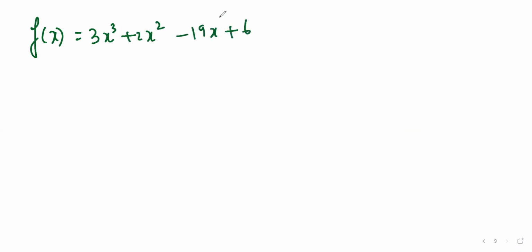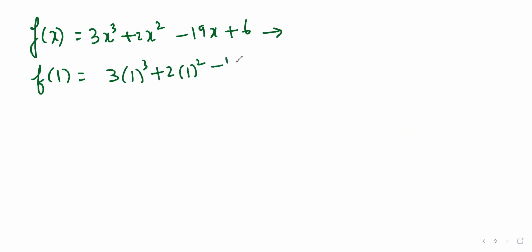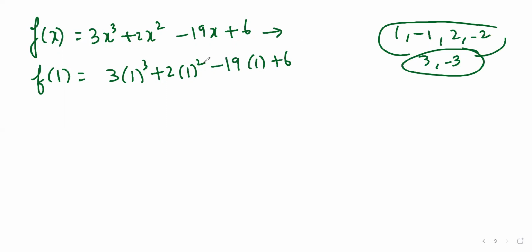I'll just give you an example. Let's say f of x is 3x cube plus 2x square minus 19x plus 6, okay? And the problem may be like this: using remainder theorem, factorize completely the polynomial. So you can do f of 1, which is 3 into 1 cube plus 2 into 1 square minus 19 into 1 plus 6. It's always good to start off with numbers like 1, minus 1, 2, minus 2, 3. You'll get the value in any of these. I mean to say one of them will be a factor.